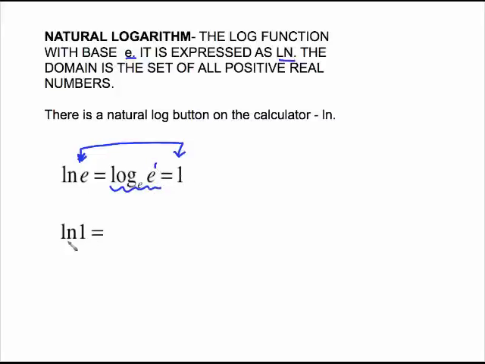Now another important fact is ln of 1. Think about what this is. We're saying this is log base e of 1. What power would we put on e to create 1? 0. So ln of e equals 1 and ln of 1 equals 0. Memorize those. Those will be helpful to you.